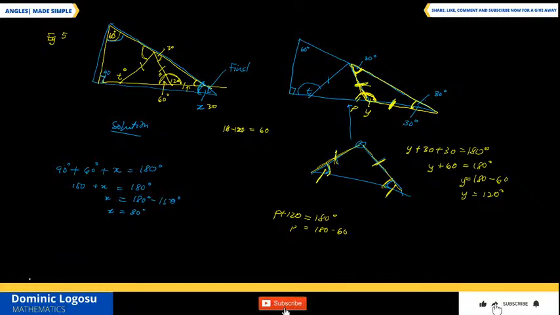So P will be equal to 180 degrees minus 60. Sorry, what am I saying? I'm writing the answer in place of that. So 180 minus 60 will give you 120. This desktop is not working for me at all. Why is it writing like that? So yes, this is 120 degrees. It means this P here is 120 degrees.